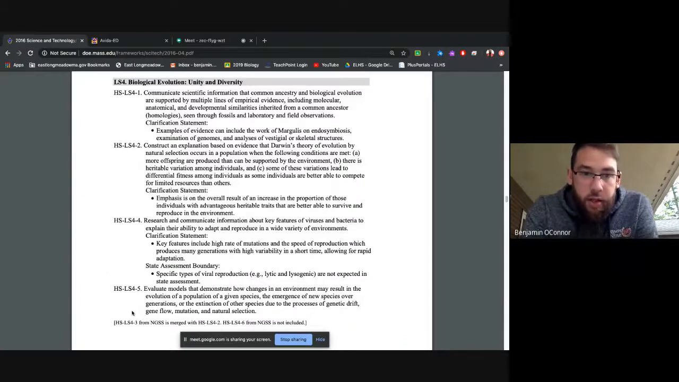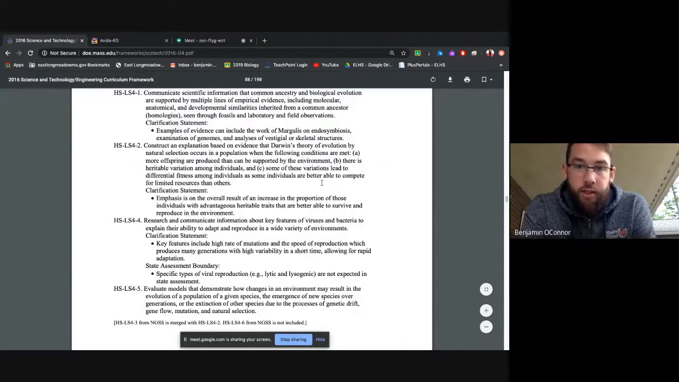Just the last standard reads, HSLS 4.5, evaluate models that demonstrate how changes in an environment may result in the evolution of a population of a given species, the emergence of new species over generations, or the extinction of other species due to processes of genetic drift, gene flow, mutation, and natural selection. All right, so those are all the standards, all right? And so we're really going to focus on standards 1 and 2, all right? So we're going to be talking a lot about natural selection and kind of how the environment can switch things.